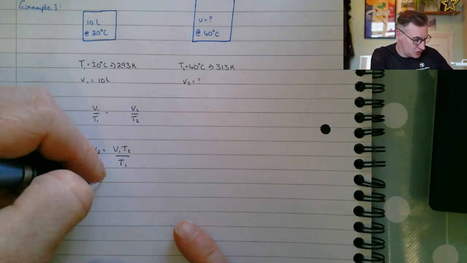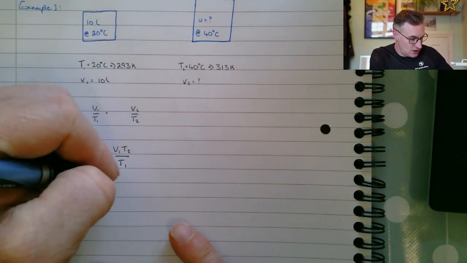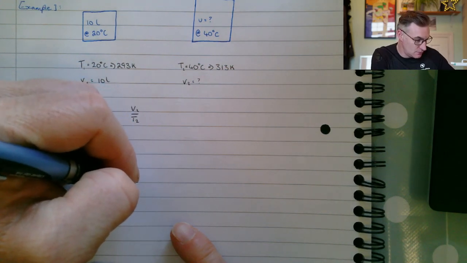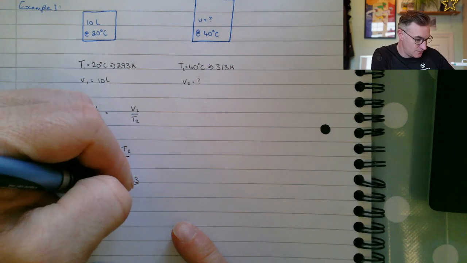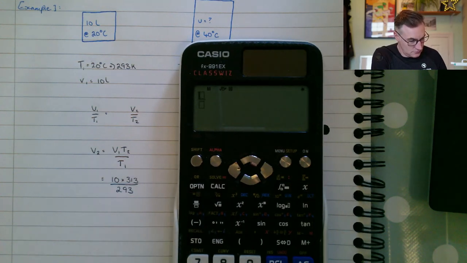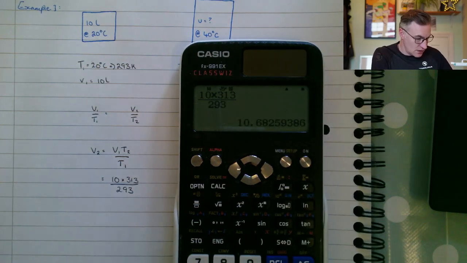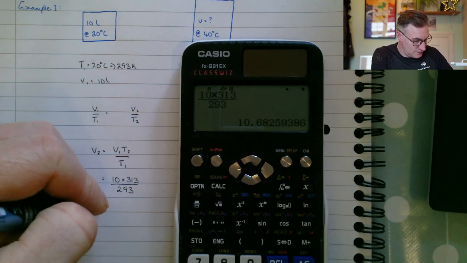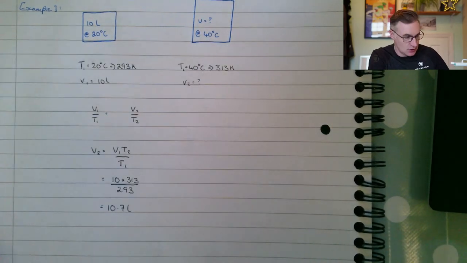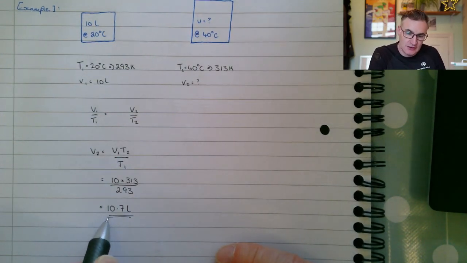Make my substitution now. V1 is 10 times T2, which is 313, over 293. And that's going to give me a volume of 10.7 litres. So an increase of volume of 0.7 litres.